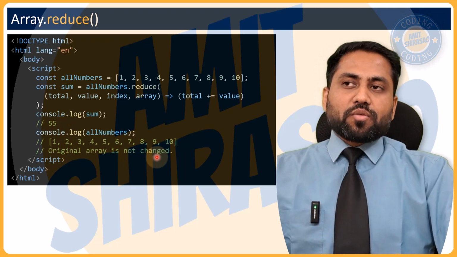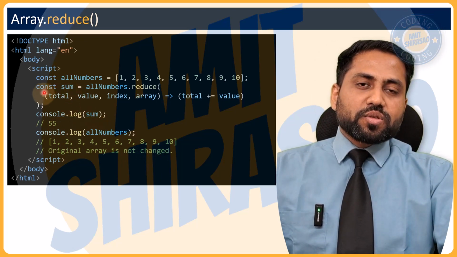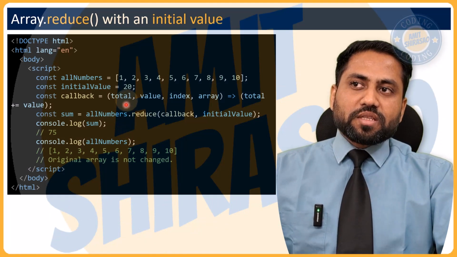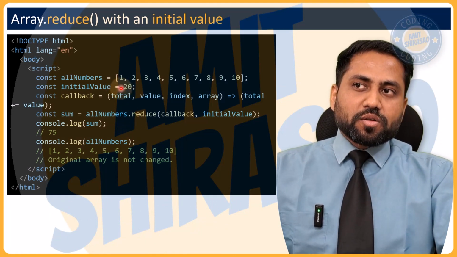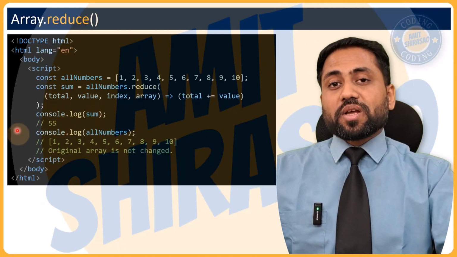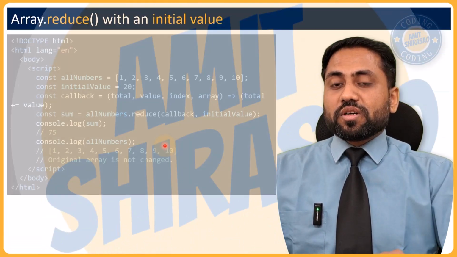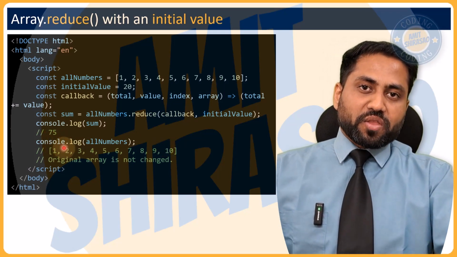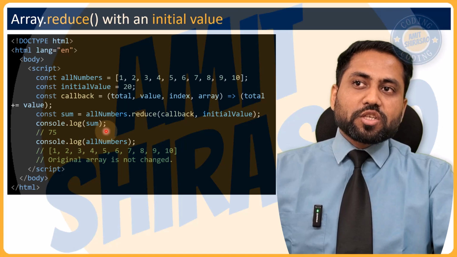Okay, now what if I want to give an initial value to this total? Then the way to do it is like this. You give an initial value of, let us say, 20. So now the sum was actually 55, but the original value was 20. So you will get 20 plus 55, so it is 75. Got the idea?